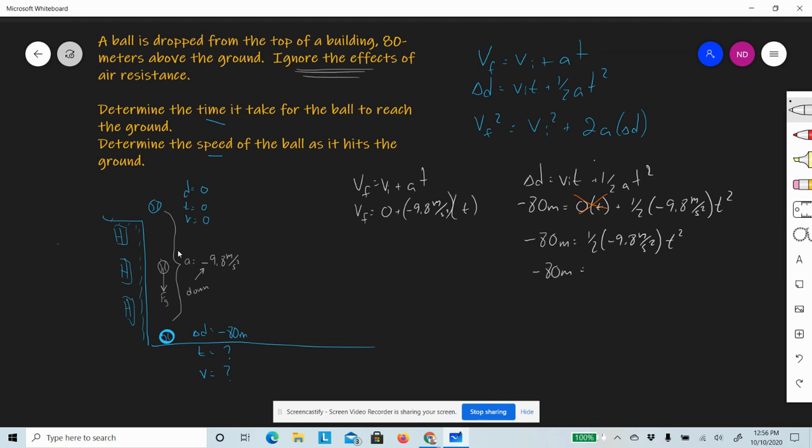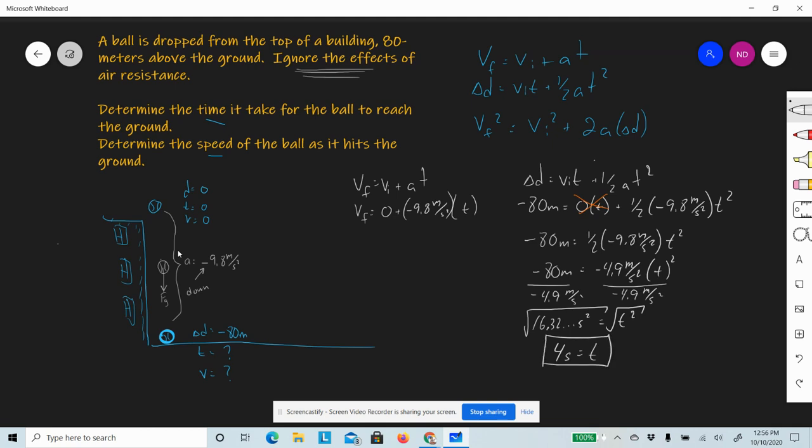Minus 80 meters equals negative 4.9 meters per second squared times time squared. Divide both sides by negative 4.9 meters per second squared. You get 80 divided by 4.9, 16 point something, 16.3232 and so on, seconds squared equals t squared. Take the square root of both sides. You're going to get 4 seconds equals t.